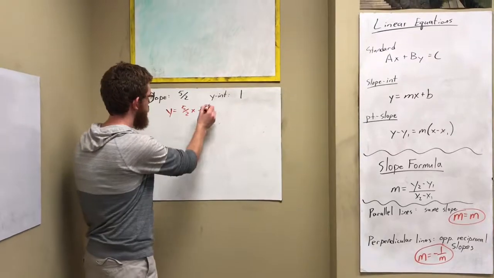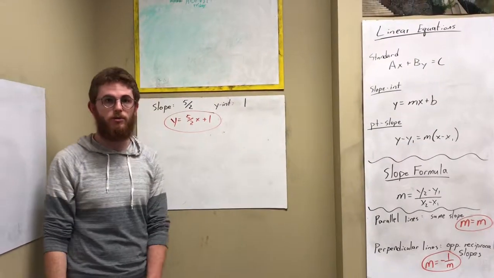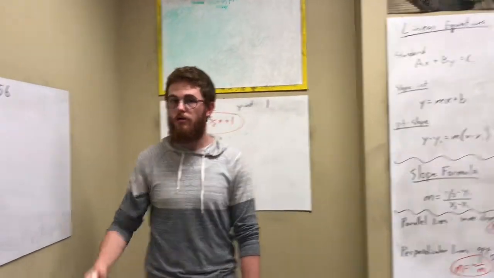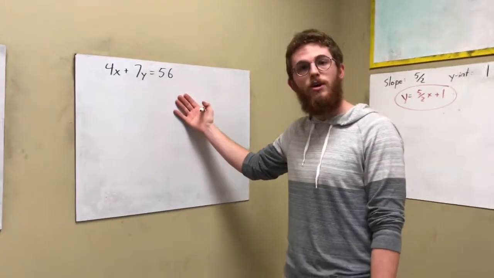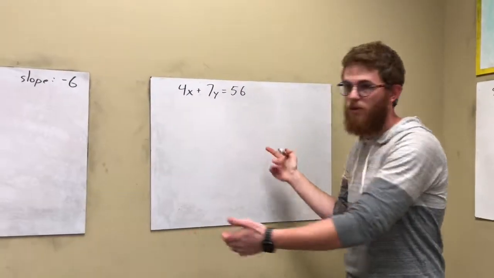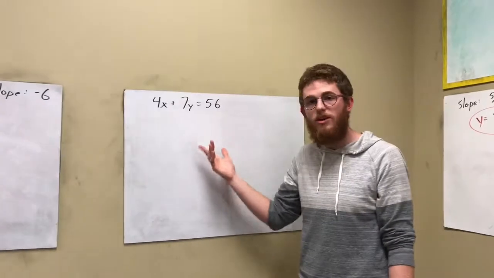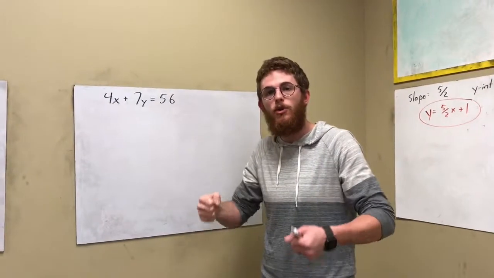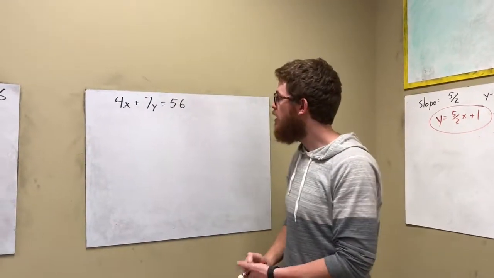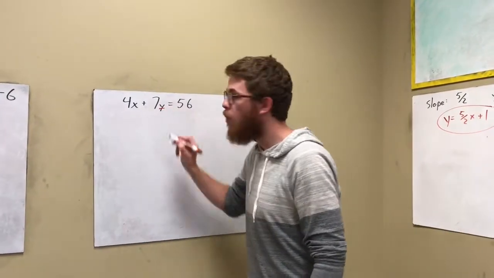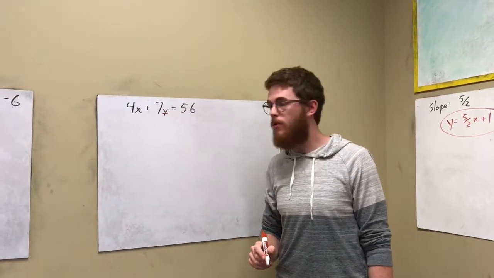And we're done. If we're given the slope and the y-intercept, all we have to do is plug it in. Over here, we've got the equation of a line in standard form. Well, this is the equation of the line, but it's not in slope-intercept form, and that's what we want. We need to solve it for y to be in slope-intercept form.